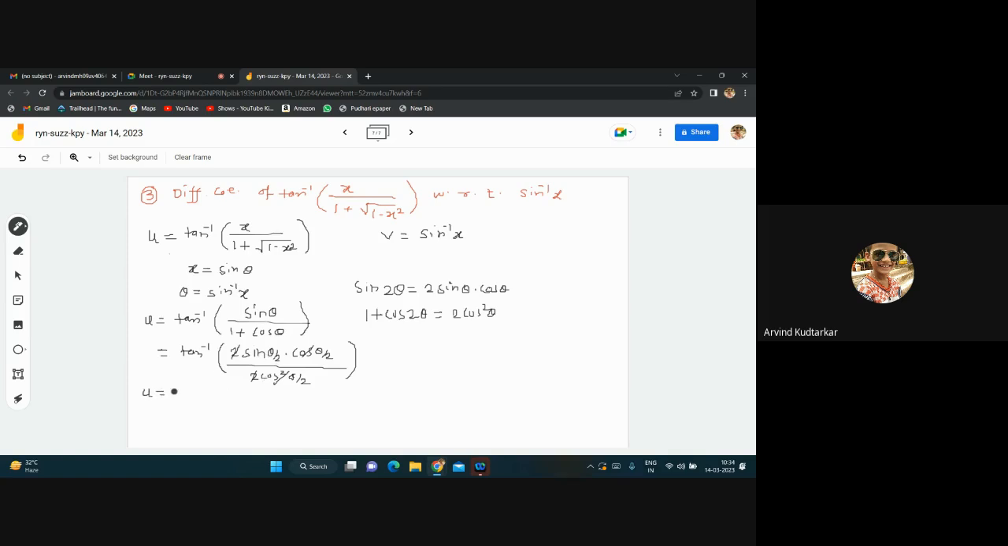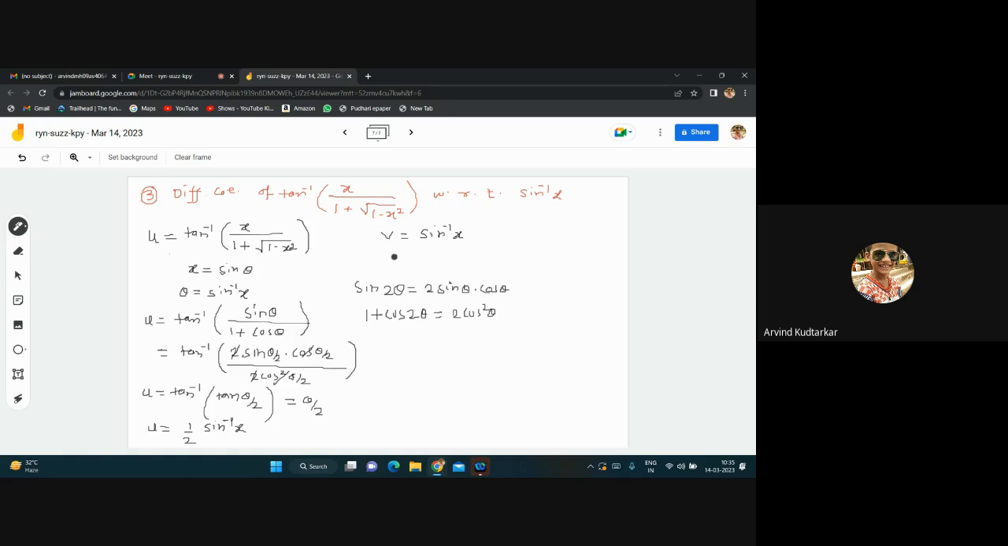So u is equal to tan inverse of, what will you get? Sin by cos is tan. So tan of theta by 2. So tan inverse tan gets cancelled, and only theta by 2 remains. So what is u? U is equal to 1 by 2 times theta, and what is the value of theta? Sin inverse of x. You have to find the derivative of tan inverse with respect to sin inverse. So u is nothing but tan inverse, which is also expressed as half into sin inverse of x by substituting x equals sin theta.